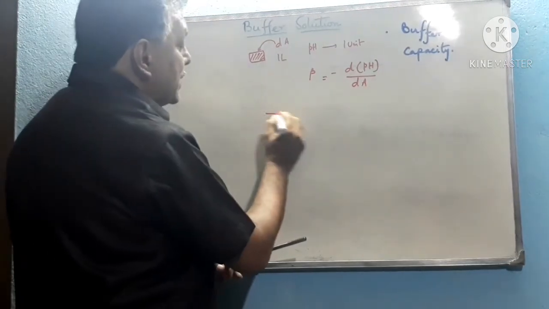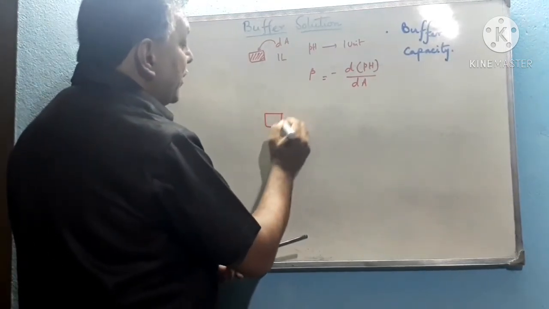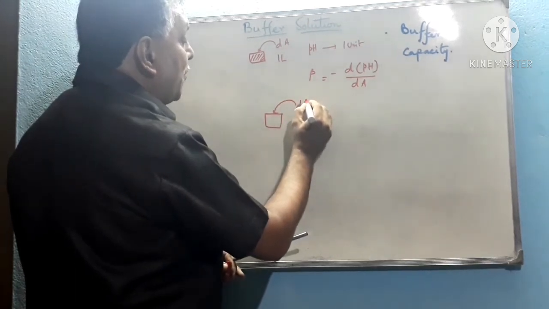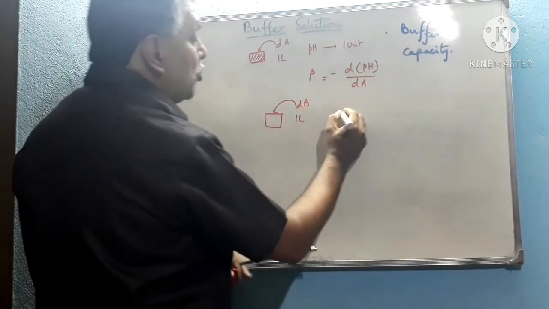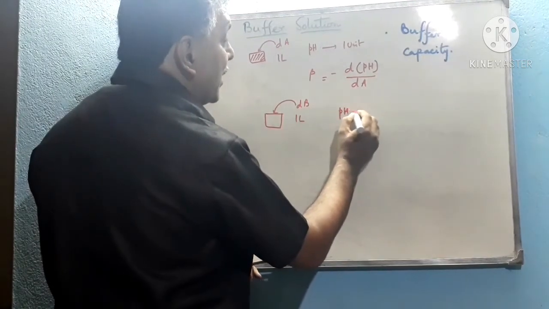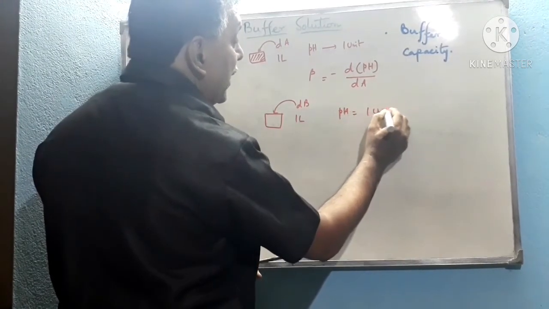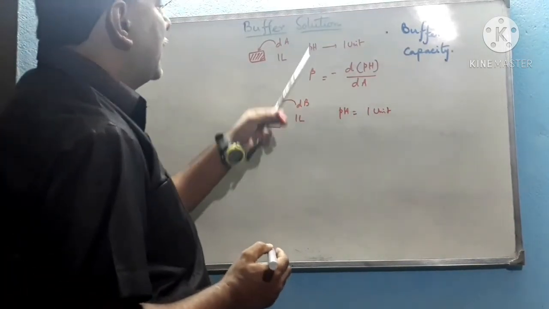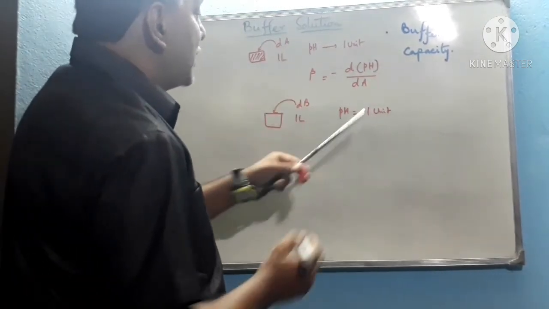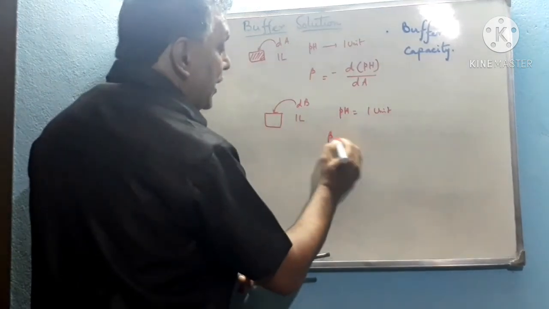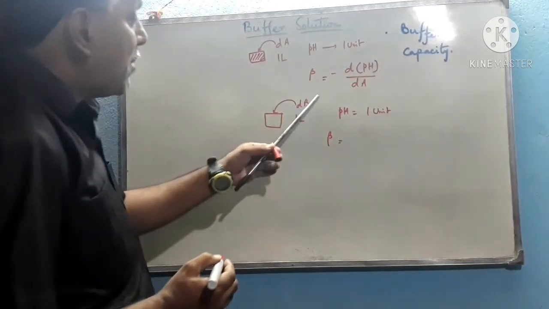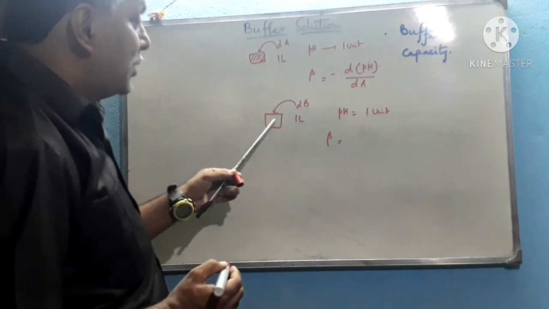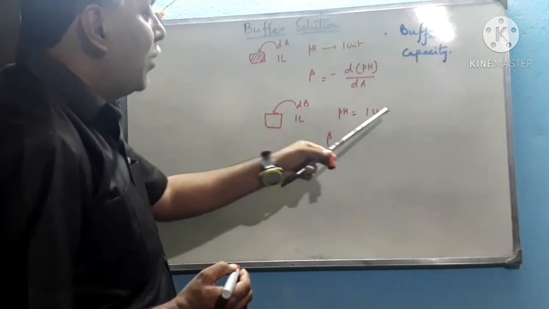Now if it is a basic buffer solution, then suppose we have to add db amount of base in 1 liter solution to increase the pH by 1 unit. See this, in case of base the pH increases, in case of acid pH decreases. That's why it is negative there, but positive here. So the buffer capacity is the minimum amount of base required in 1 liter of a buffer solution to raise the pH by 1 unit.